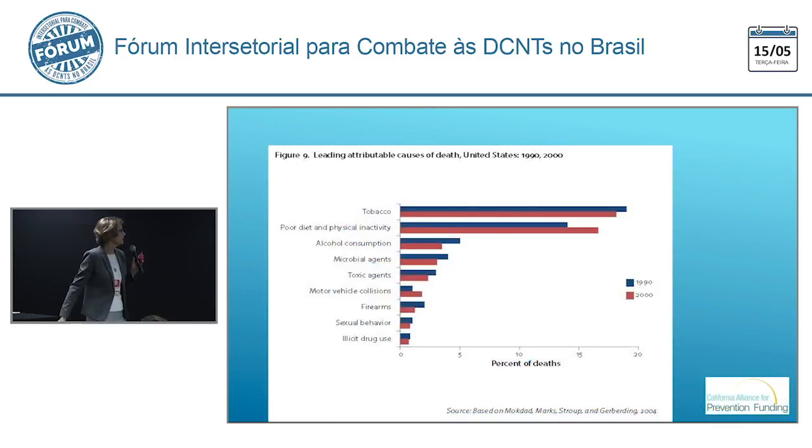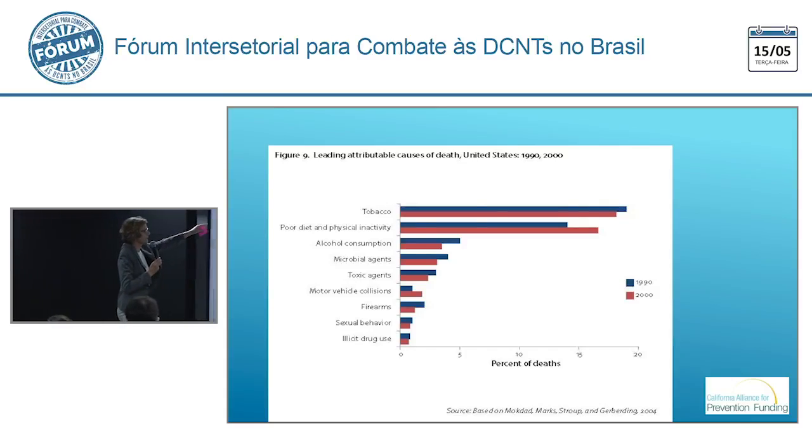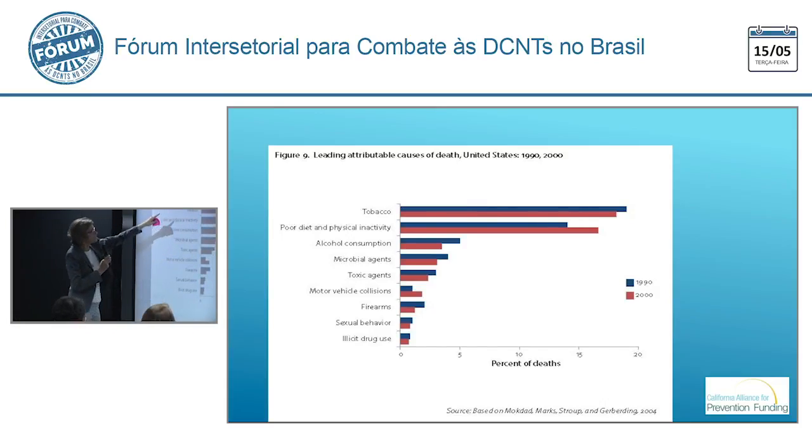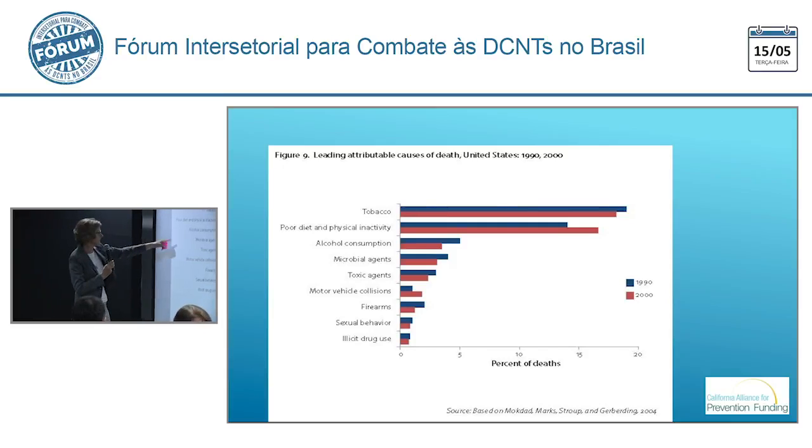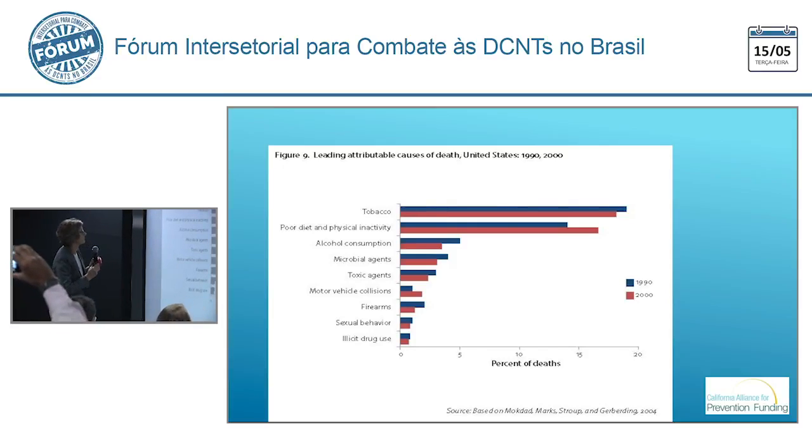And here we have the leading attributable causes of death in the United States. The blue line is 1990. The red line is 2000. I don't know how well you can read this, but tobacco remains the #1 risk factor. But look, poor diet and physical activity is catching up. This is from 2000. We have alcohol consumption next, and I heard in our presentation this morning that alcohol consumption is an issue in Brazil, and then other causes here.